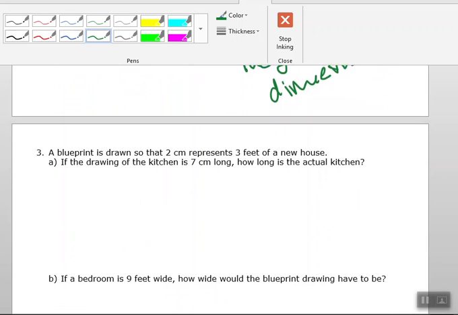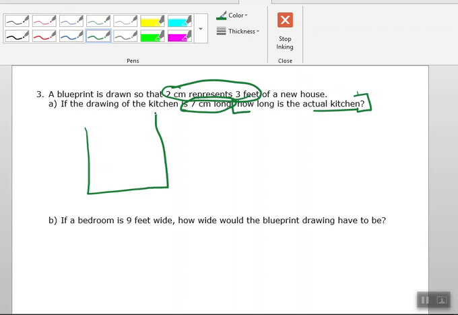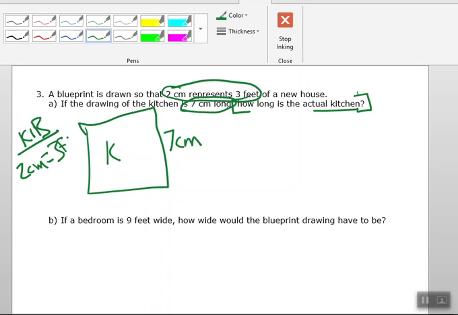Well, let's take a look at our blueprint here. A blueprint is drawn so that 2 centimeters represents 3 feet of a new house. If the drawing of a kitchen is 7 centimeters long, how long is the actual kitchen? Okay, so I have my blueprint here. This is my kitchen, and I was given that in my scale drawing, in my blueprint, it's 7 centimeters long. And I know that 2 centimeters is representative of 3 feet.